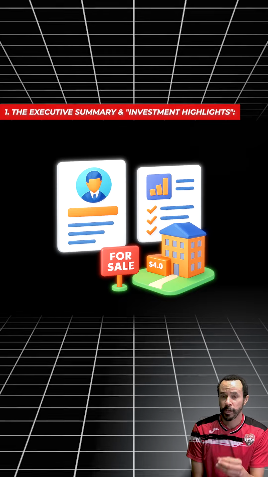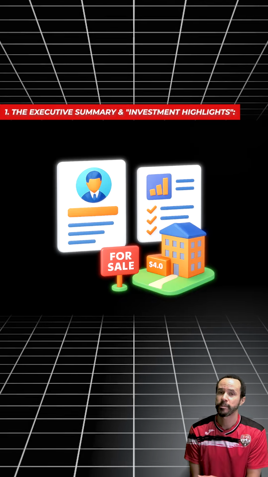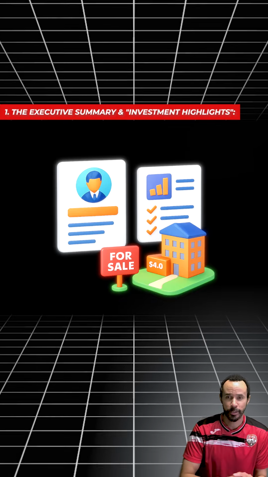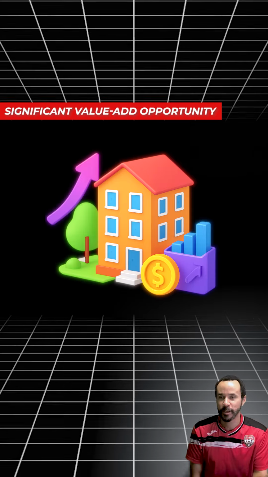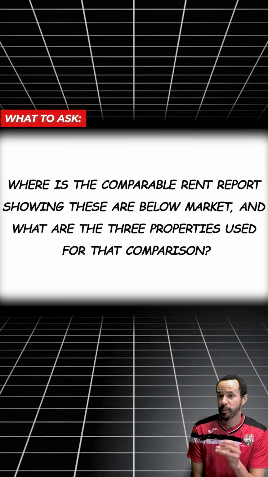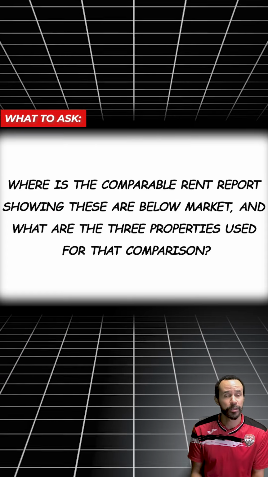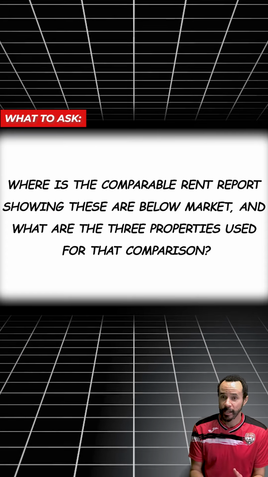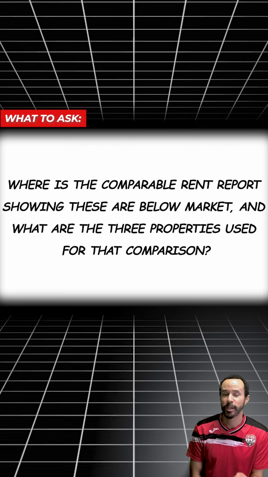So let's see, when you look at the executive summary and investment highlights, what does it say? It says, prime location, significant value add opportunity, below market rents. They all say that, right? What you need to ask though is, where is the comparable rent report showing these are below market rents, right? And what are the properties used for that comparison?